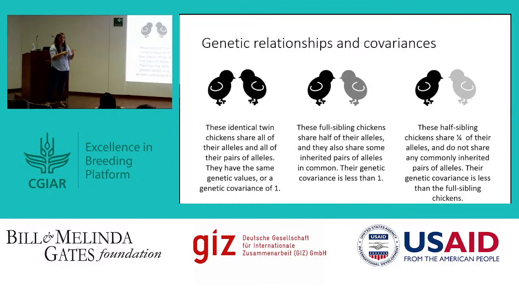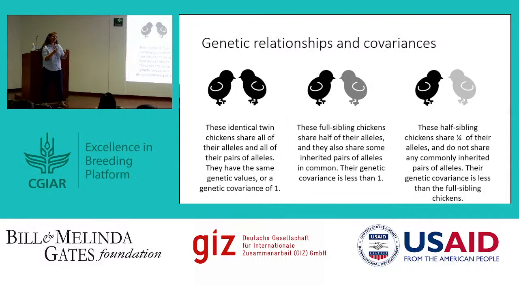It may not be perfect or anything like that, but there's a certain amount that is the same. So when we have that expectation, we can formalize it as saying we have an expectation of their genetic covariance, right? So these identical chickens have a genetic covariance of one, or an expected genetic covariance of one. The full siblings, it's less than one. The half siblings, it's even less than the full siblings. So this general idea is the resemblance between relatives.